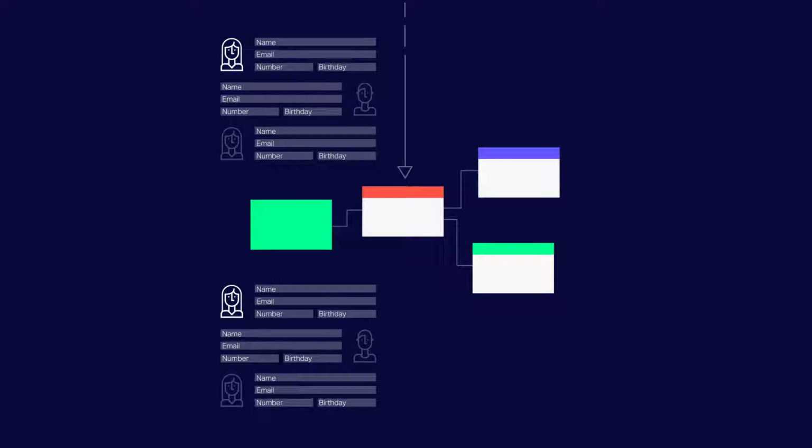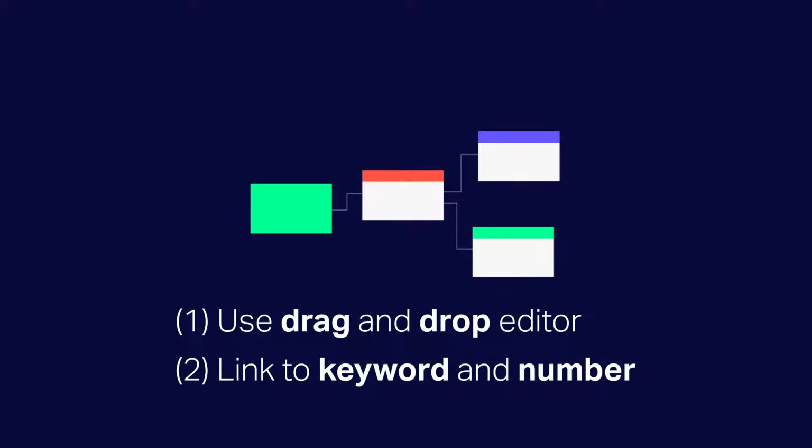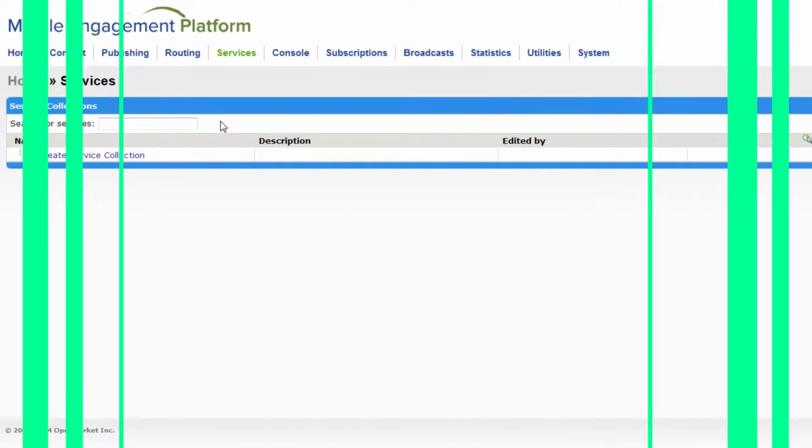To build this service, I'll need to use the MEP drag and drop service editor. After it is built, I'll link the service to a keyword and shortcode. When someone texts this keyword to the shortcode, the service is triggered. So let's start with building the service, which we do in the Services tab of MEP.